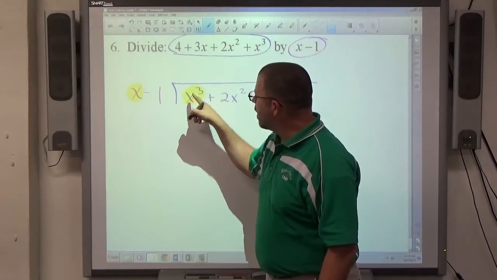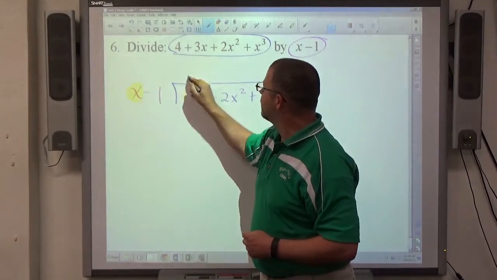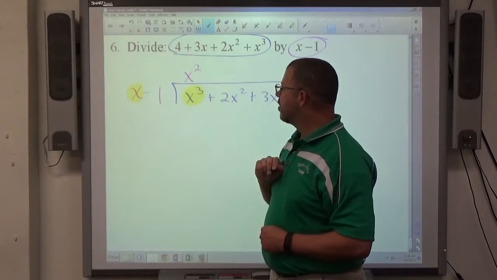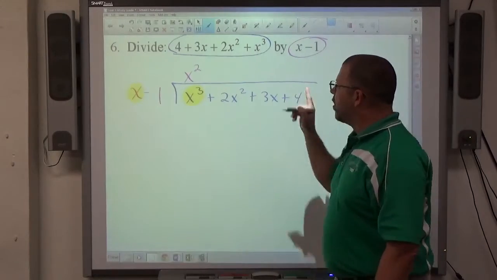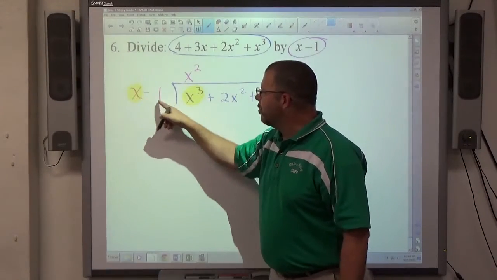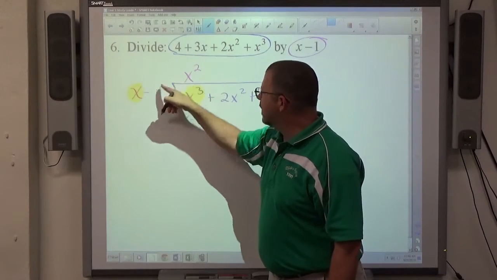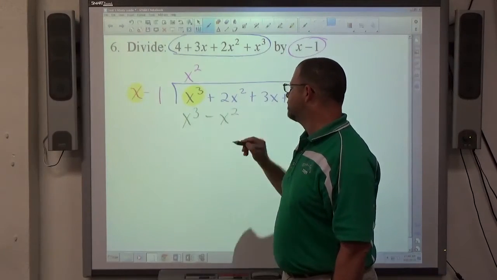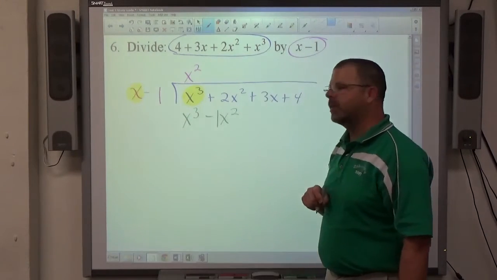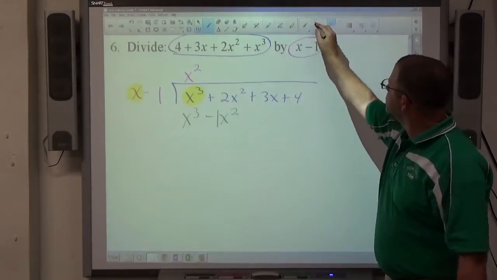So this is positive divided by positive makes a positive. X to the second power is what you get. Then you multiply whatever answer you get times both pieces of the divisor. X squared times x is x cubed. X squared times negative 1 is negative x squared. That's negative 1x squared if you want to be really technical about it.